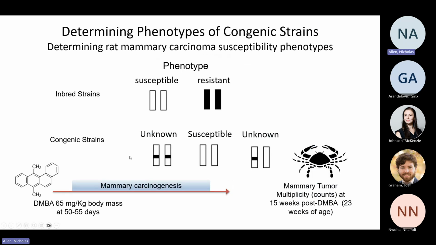Okay. And then we go back to our polycyclic aromatic hydrocarbon. We're going to induce mammary carcinogenesis with that. And then at the end of the day here, at 15 weeks of age, we can count the mammary tumors that develop, right? And then we can compare the different genetic strains.